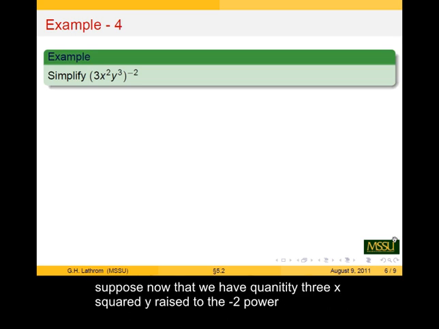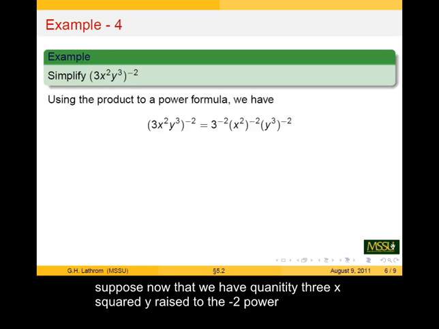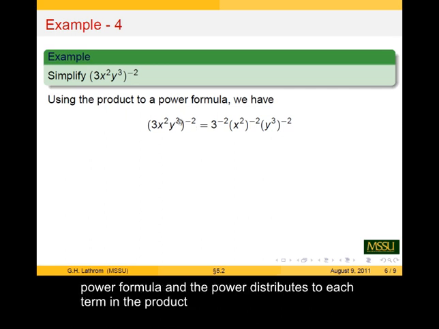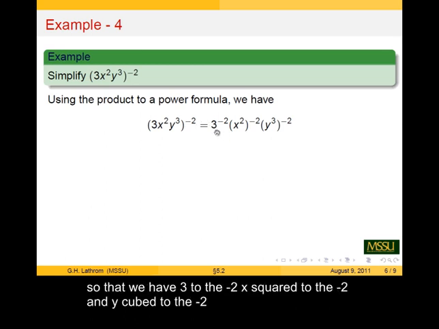Suppose now that we have the quantity 3x squared y cubed raised to the negative 2 power. We see really that we've got a product of 3 things raised to a power. So we use the product to a power formula, and the power appears to distribute to each term in the product, so that we have 3 to the negative 2, x squared to the negative 2, and y cubed to the negative 2.